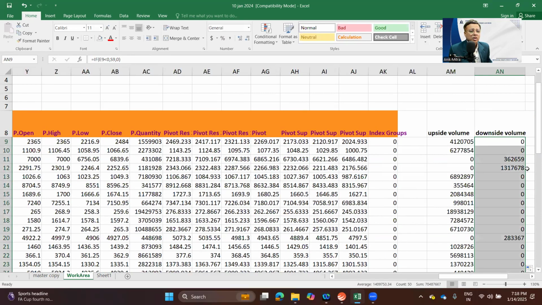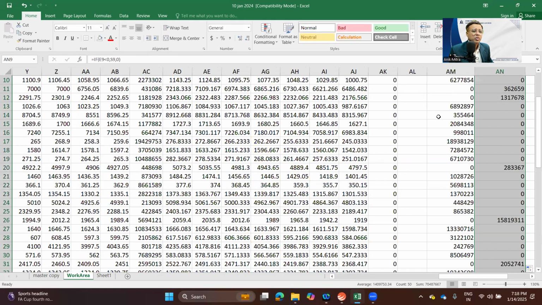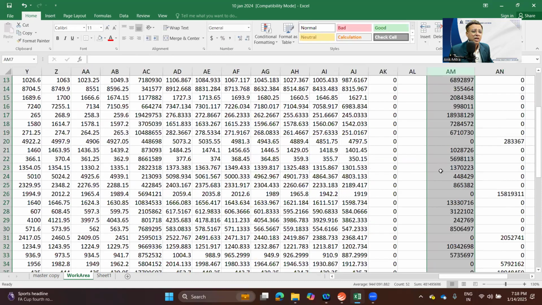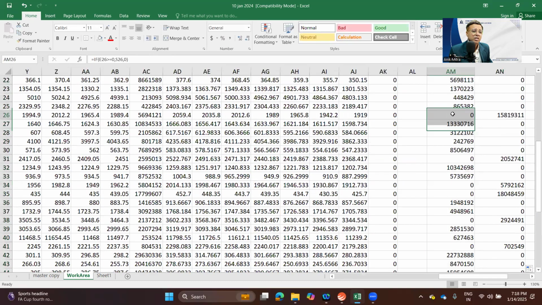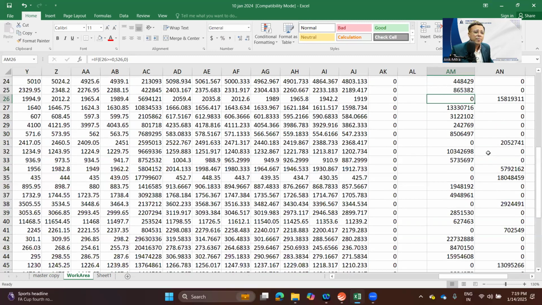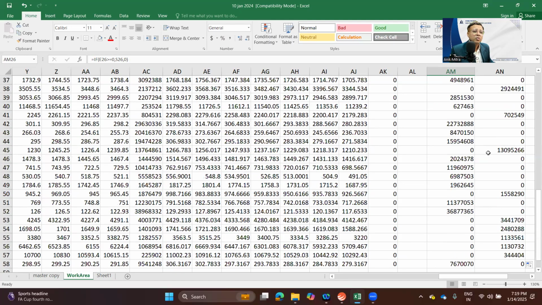I know you people are very much acquainted with these Excel formulas. So you can see in this upside volume, wherever it is 0 it has closed negative. Any flat closing or positive closing is considered as upside. So the volume in the upside is upside volume, and in case of negative closing, volume is downside volume.